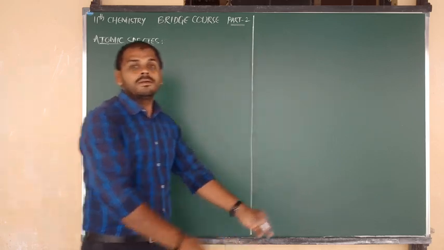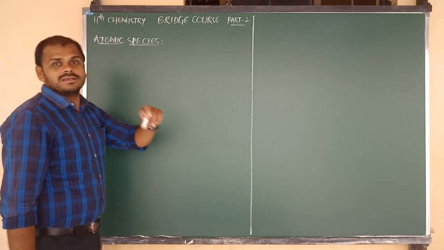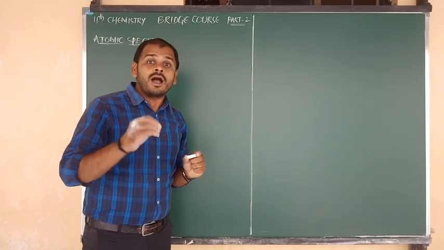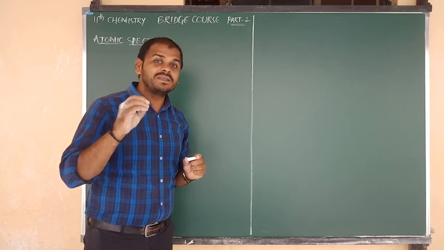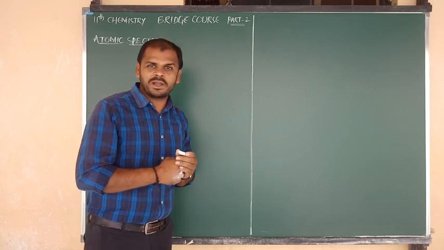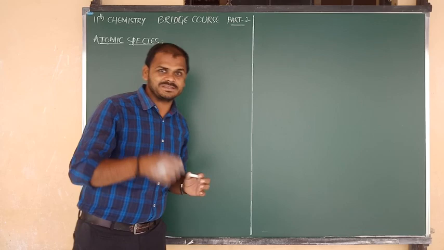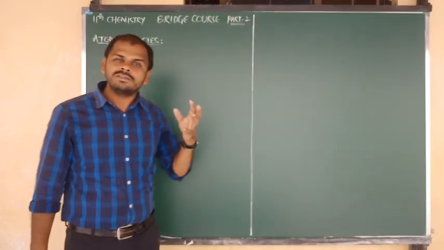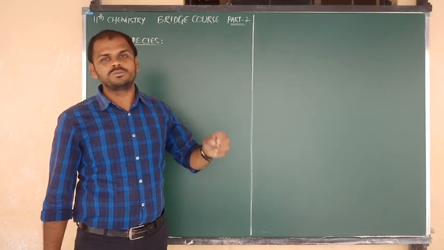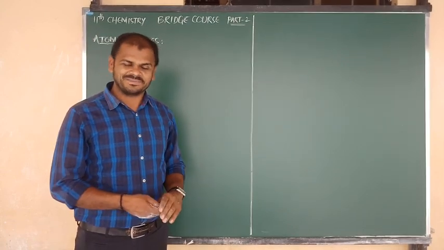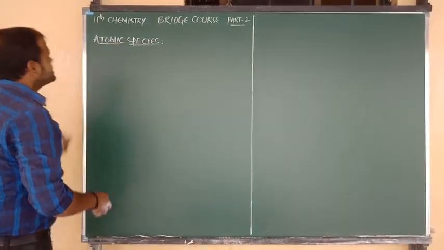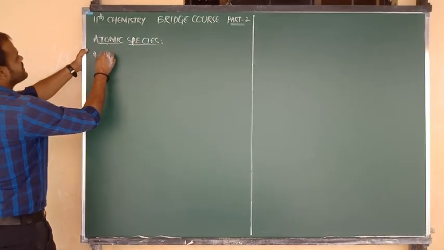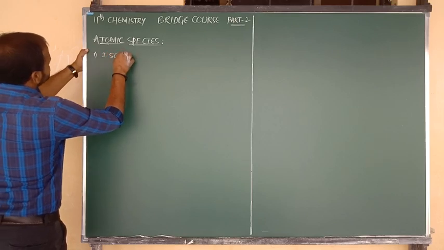Now, in the second part of the video class, I am going to discuss atomic species. It is also one of the important fundamental topics. What are the types of atomic species? Along with some examples, we are going to discuss them in this class. First, the atomic species I am going to introduce is nothing but the isotope.